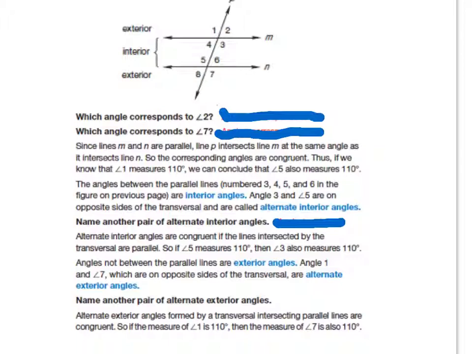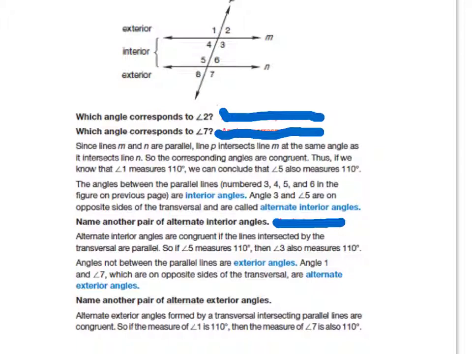Now, which angle corresponds to angle 7? Now we're starting in our lower right-hand side, and we want to say which one up above corresponds. And again, it's below line N, so the one up here below line M on the right-hand side is 3. So we would say that angle 3 corresponds to angle 7.